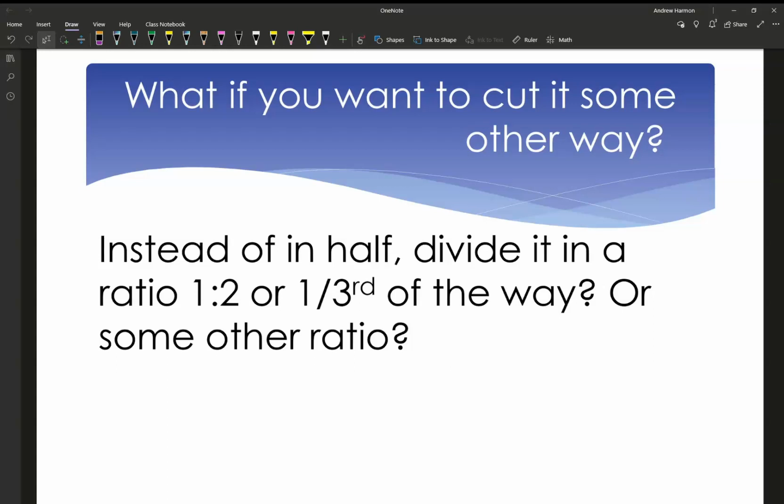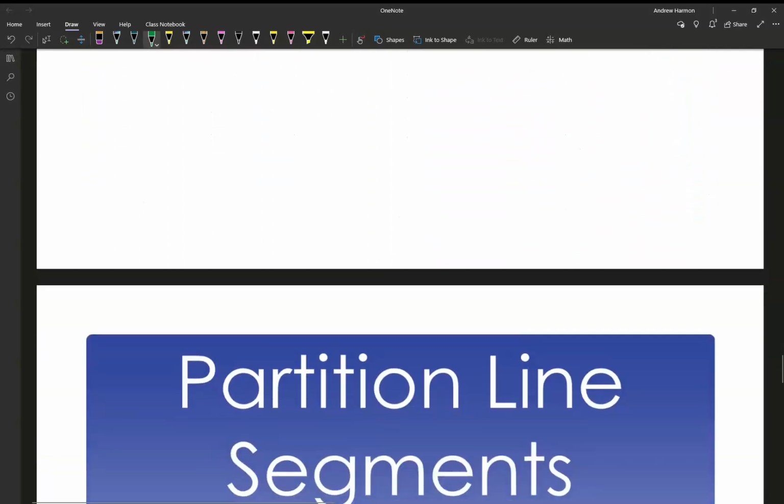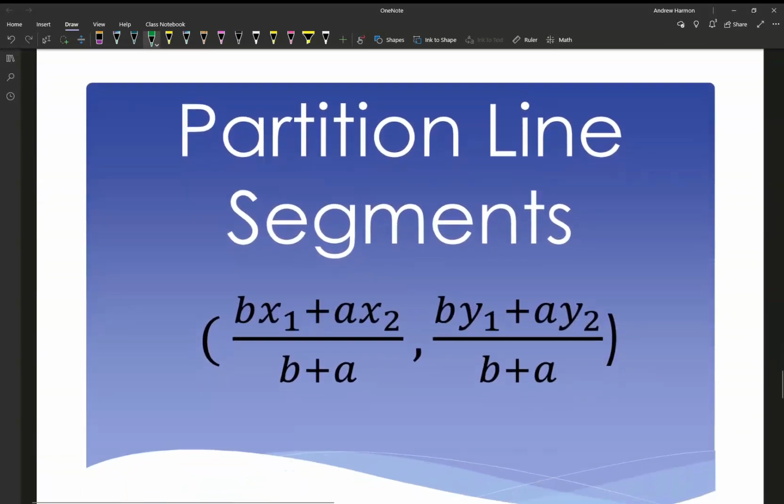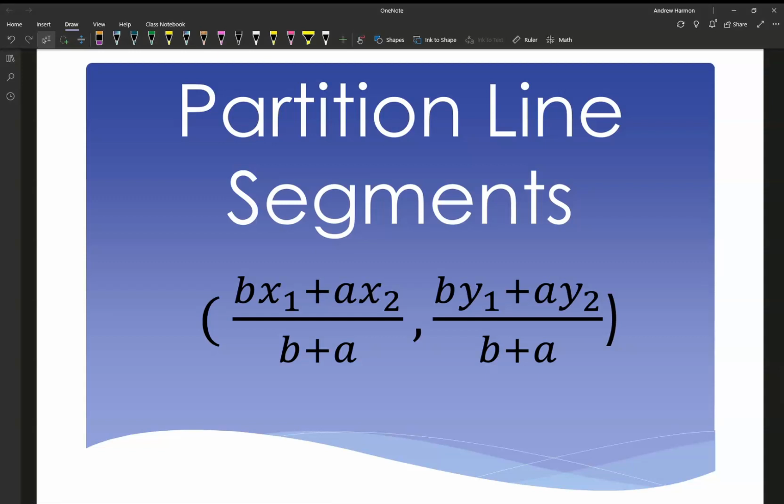In this video, we're going to look at what happens if I want to take a line and cut it into a specific ratio, such as a 1:2 ratio, which would give me 1/3 of the line, instead of what we did in the previous video, which was just to cut the line in half or find its midpoint. Well, to do that, we have to look at something called partitioning a line segment. And so that's basically what we're going to be doing here.